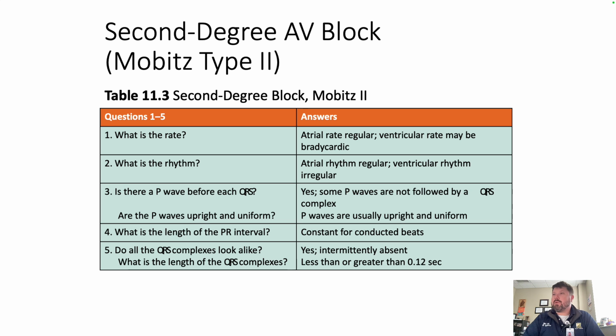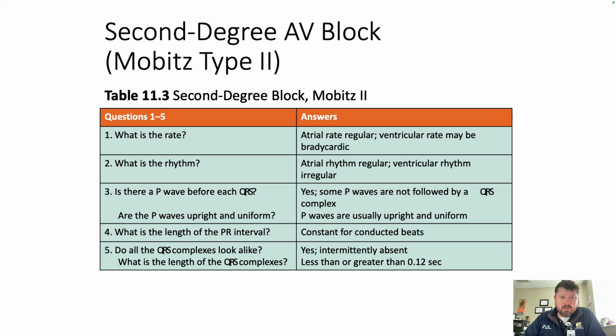So my rules. What is the rate? The atrial rate is regular, the ventricular rate may be bradycardic, depending on the degree of the block. The rhythm, the atrial rhythm is regular, the ventricular rhythm is irregular. Is there a P wave before each QRS? Yes. Some P waves are not followed by a QRS complex, though, so there's not a QRS for every P wave. The PR, again, is constant for conducted beats.